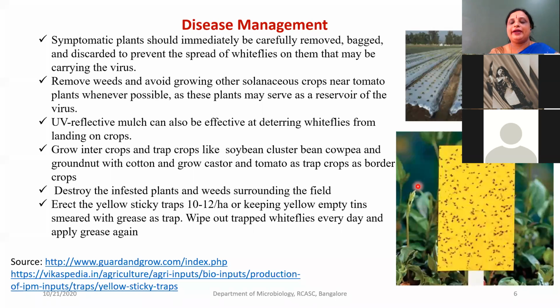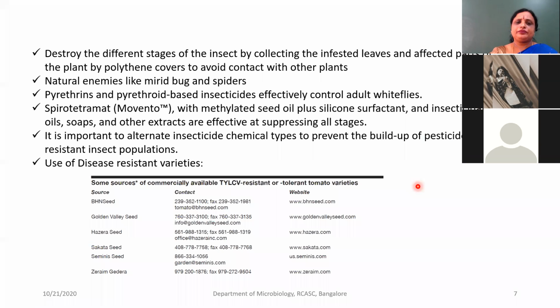The main purpose is to attract the insects, and if you apply grease, the insects land over there, stick, and die there. So we can use such methods to control this particular disease. Another method, as I was mentioning, is to destroy the infected plant or the infected part of the plant. And use certain natural enemies. For example, spiders as well as mirid bugs feed on these insects, so it is better to use them.